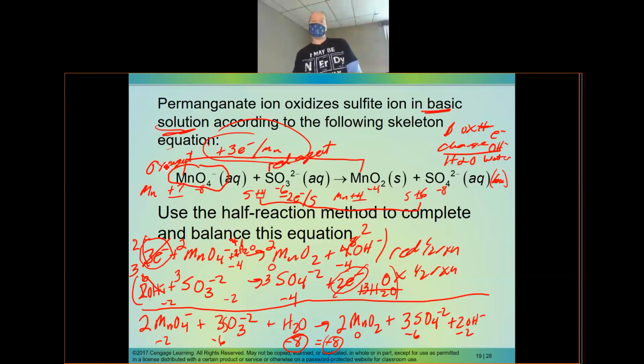The oxidizing agent is MnO4 minus. It has to be the whole entire reactant, not just the atom that's changing oxidation number. It is the entire reactant. Same with your reducing agent. It is not S. It is SO3 minus 2 that is your reducing agent.